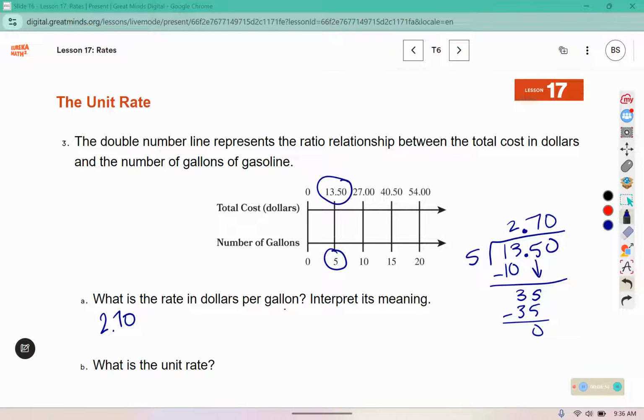And then we interpret it. That is $2.70 for 1 gallon of gasoline. The unit rate, remember, is just the number, so 2.70.